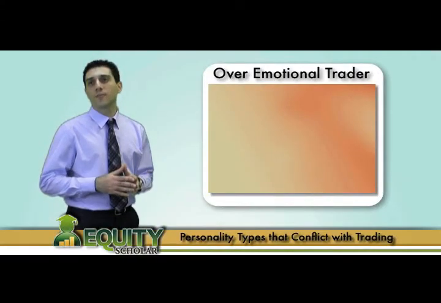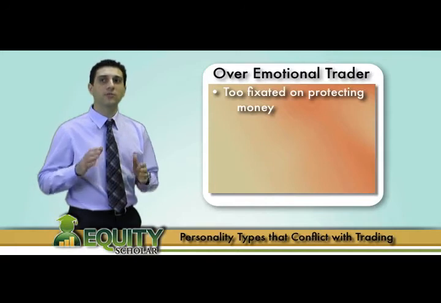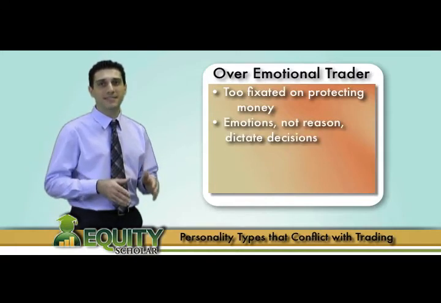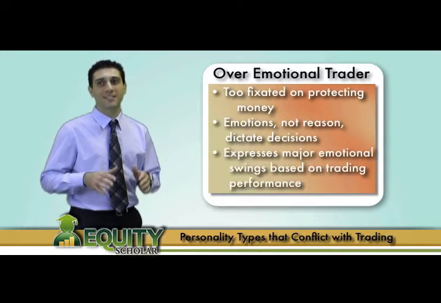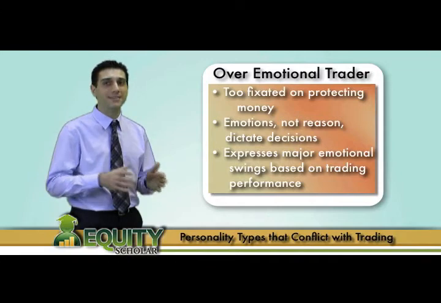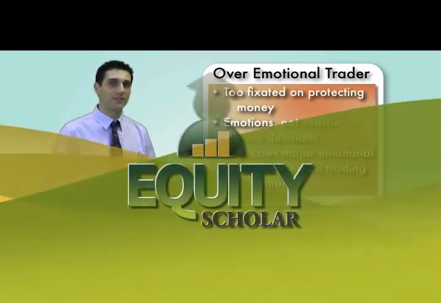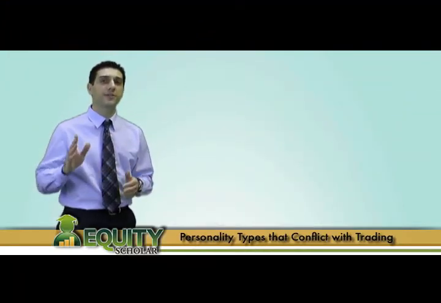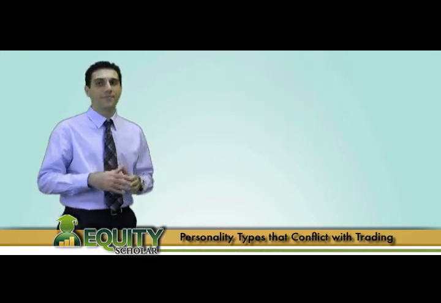And then there's the over-emotional trader. This type of trader is overly concerned about losing money when trading, and does not allow reason to dictate his decision-making. Furthermore, this type of trader expresses abnormally large highs and lows of emotion directly correlated to his trading performance. Now, there are two more problems that routinely interfere with a trader's mindset. They include the following. 1.